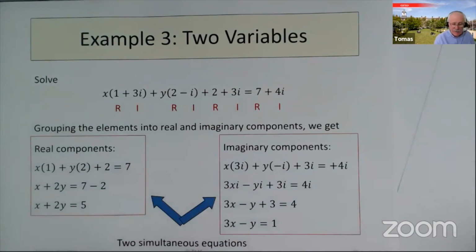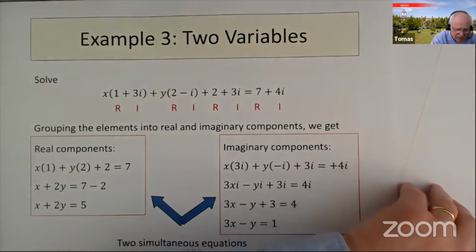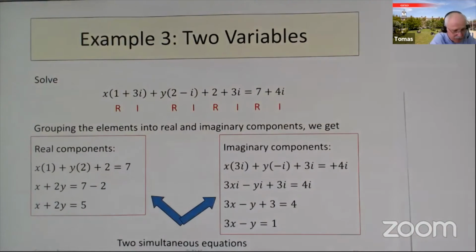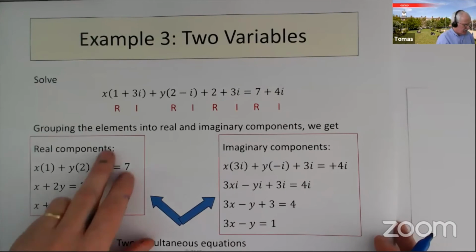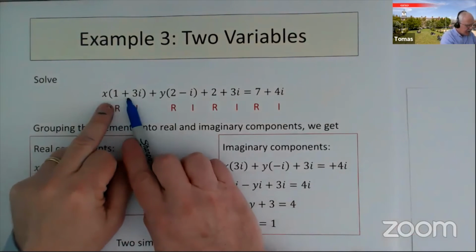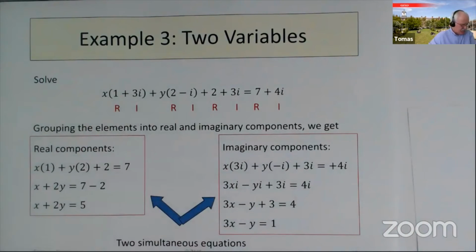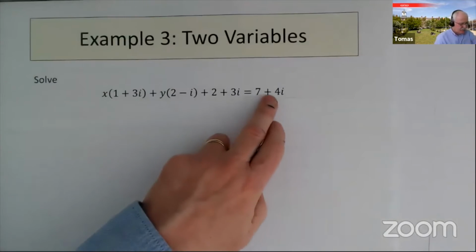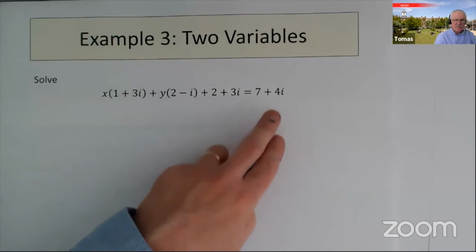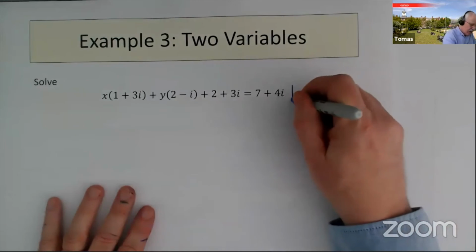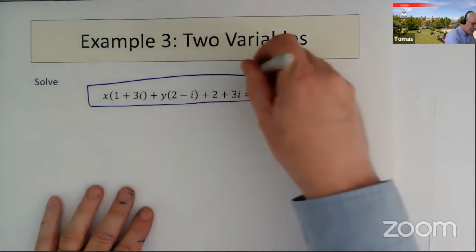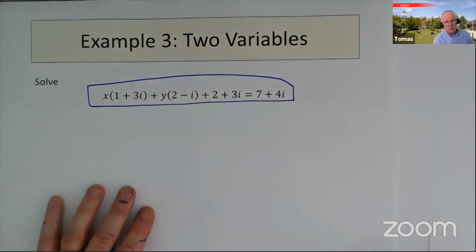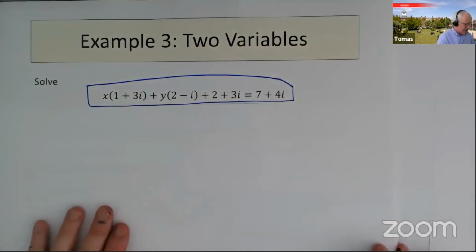Example 2, a little bit more complicated now, a little bit less likely, but it is possible. It's on the syllabus, but they're getting a little bit trickier now and less likely, but let's have the skills. Here they're saying x into 1 plus 3i plus y into 2 minus i plus 2 plus 3i is 7 plus 4i. So that is a long question. But if it's a long question, they might give you 50 marks for it rather than 25.